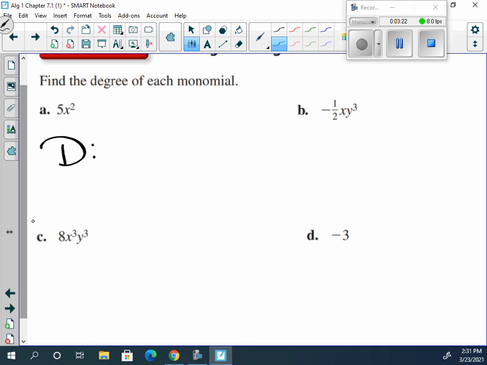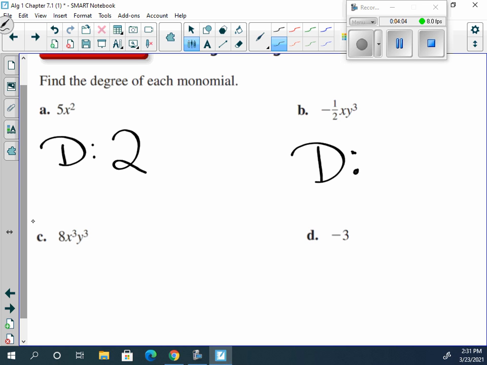So I shorthand degree by writing a capital letter D. So 5x squared. What is the degree of 5x squared? Because it's x squared, the only variable is x, and its degree is 2, because the exponent is 2. All right, let's look at letter B. What would the degree be for letter B? Negative 1/2 xy cubed.